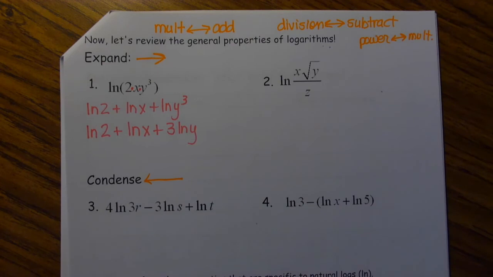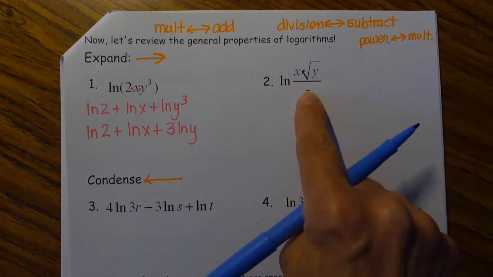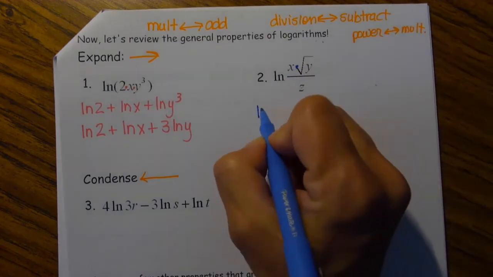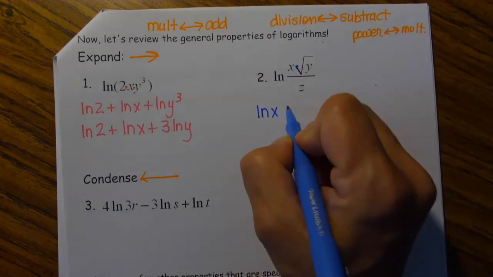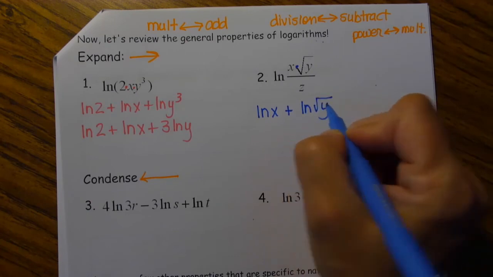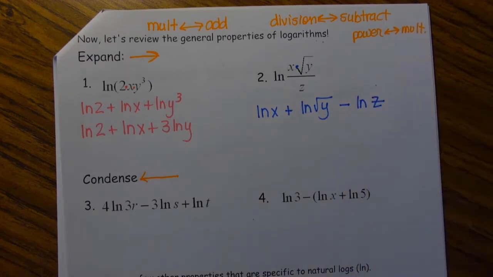All right, what about this guy? Well, this is multiplication right there, and that's division. Multiplication becomes add, division becomes subtraction. So I'm going to say ln x plus ln square root of y, and I'll fix that square root in a minute, minus ln z. Now, we don't leave square roots in logs because a square root is really a power, and powers move to the front because we multiply.